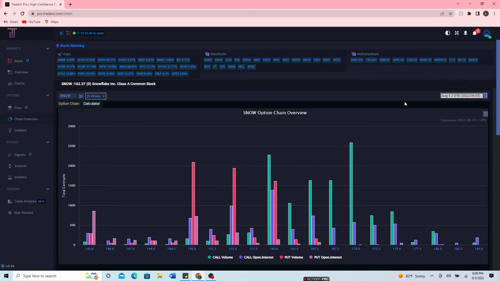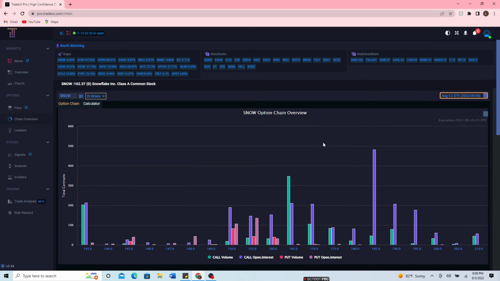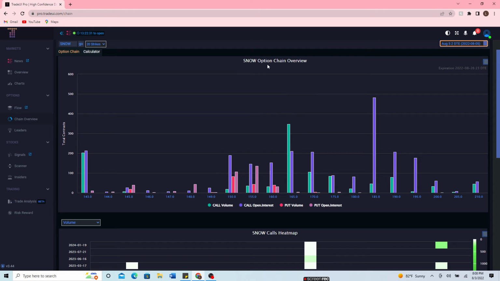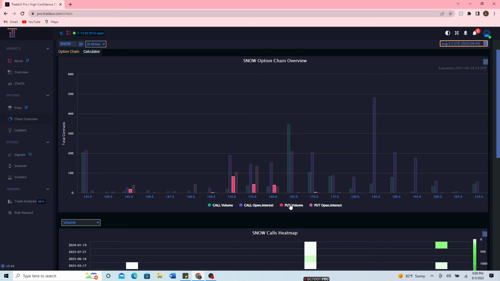But these are set for the August 5th, 2-day expiration option chain. If you want to change it, you just go here and change it to, we'll do 23 days till expiration. And it'll give you an overview of the overall option chain. Right here's a breakdown of the call volume, which is indicated in green, the call open interest, which is a dark purple, the put volume, which is indicated as red, and the put open interest, which is indicated as pink.